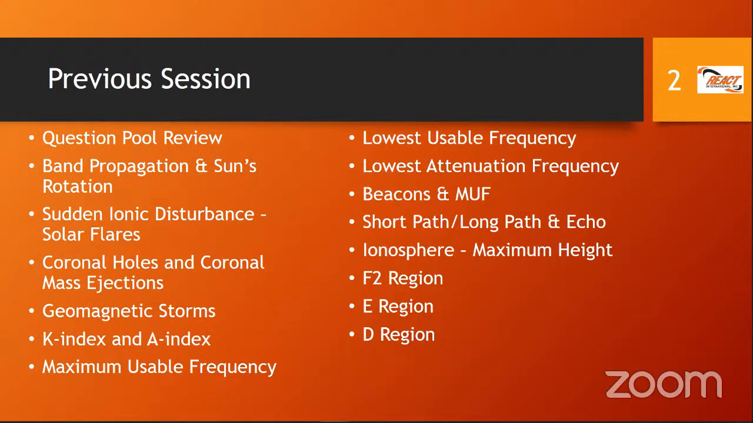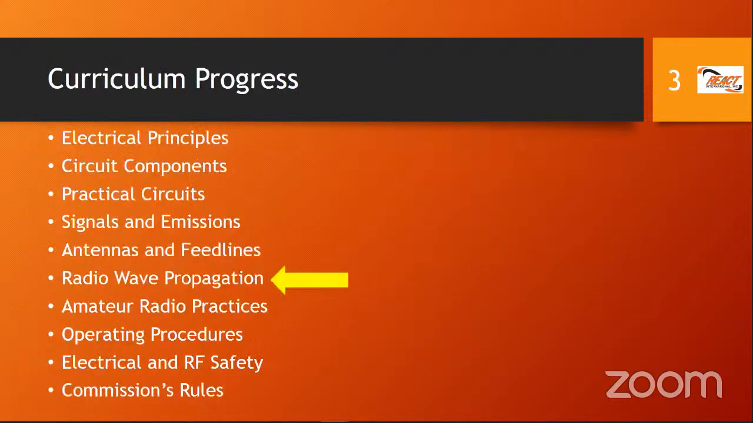And we also talked about what determines the maximum height of the ionosphere, or where it actually is located. And then in respect of the ionosphere, we spoke about several layers: the F2 region, the E region, and then we ended with the D region. So this is where we are in respect of our overall curriculum.